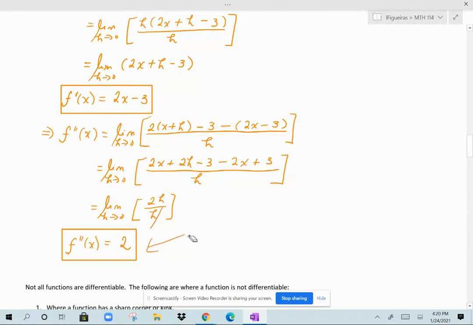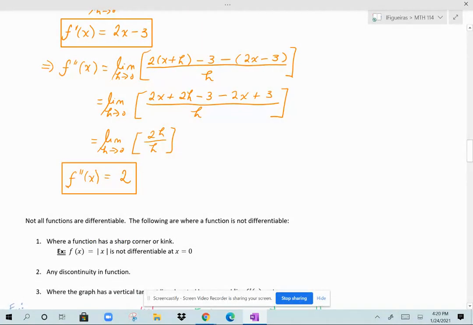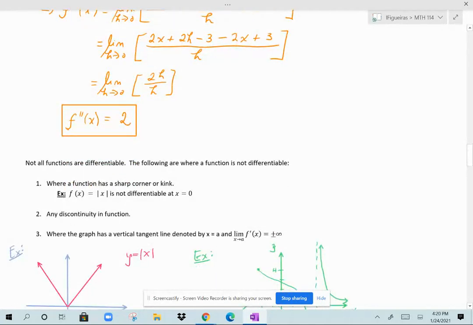Okay, so let's go on with this lesson. Not all functions are differentiable. The following are where a function would not be differentiable. For example, a function is not differentiable wherever there is a corner or a kink in the graph. An example of that would be the absolute value function.